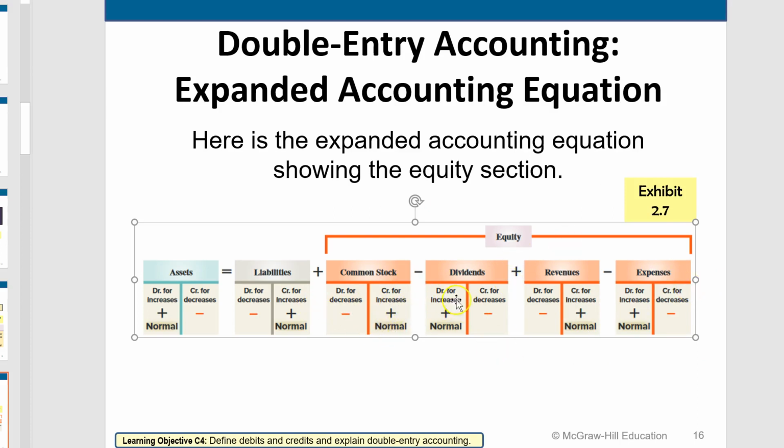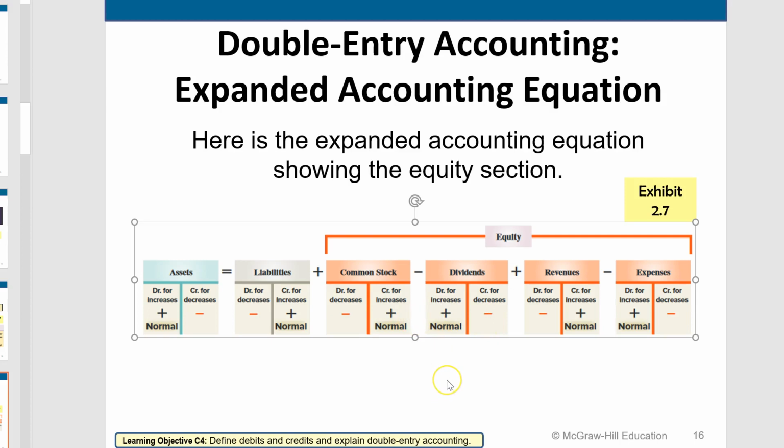If you look at the plus, minus, you can see dividends and expenses are the opposite of revenues and common stock, which makes sense, right? Because if you have more revenue, you basically have more equity. But if you have more expenses, you have less equity. So that's why those two have the opposite rules. Same thing, common stock: when your company is able to raise more capital, you have more equity. But when you pay out the company's wealth to the stockholders, the company has less equity. So the rule is opposite.